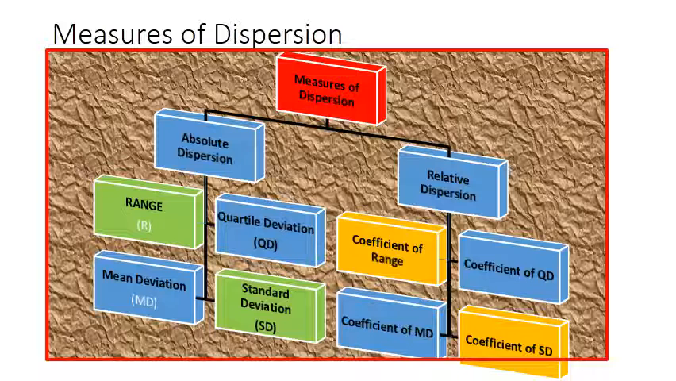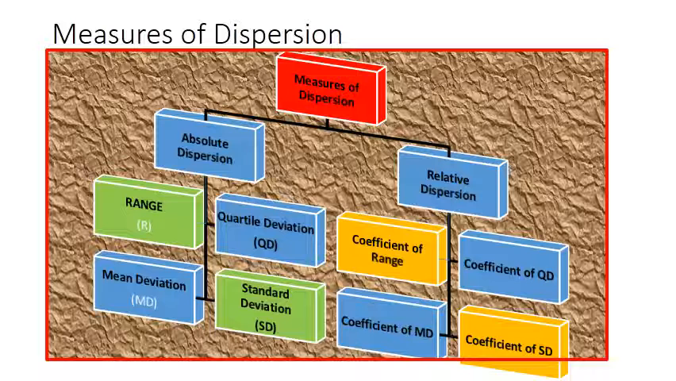But range is actually the difference between higher value and lower value, higher observation and lower observation. If you have a question, you will find the highest observation, then you will subtract the lowest observation, then you will get the range.